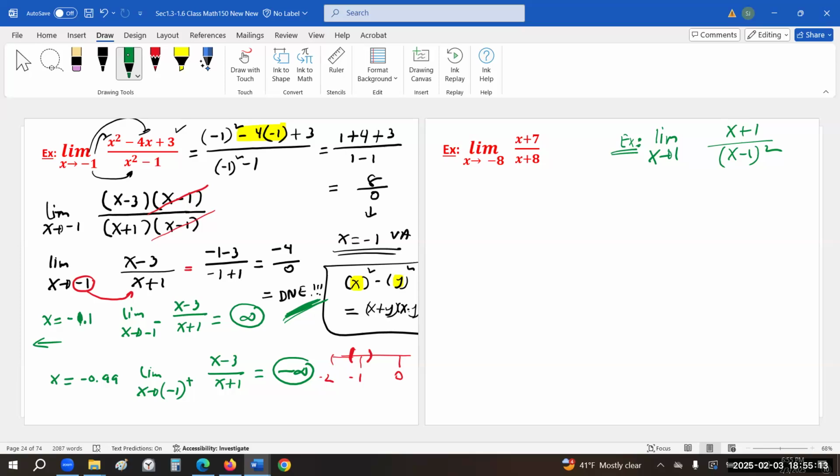Questions? Are you guys done? You're finding the limit, but in order to find the limit, you have to use one-sided limits because both of them are vertical asymptotes. You're looking at the limit at the vertical asymptote.